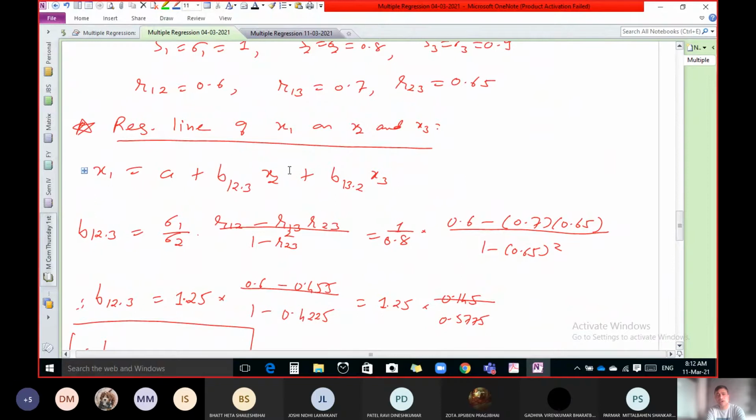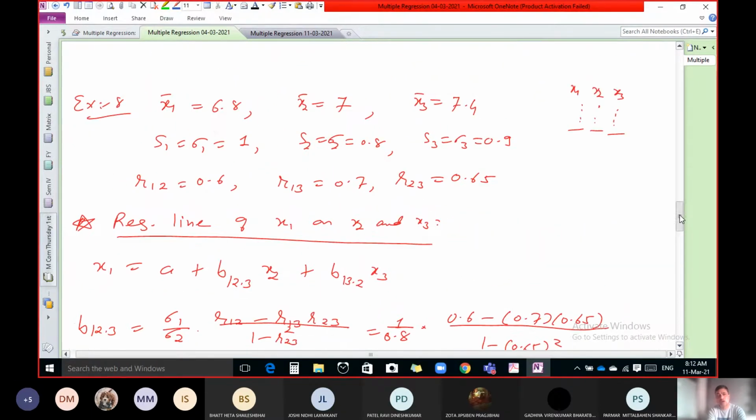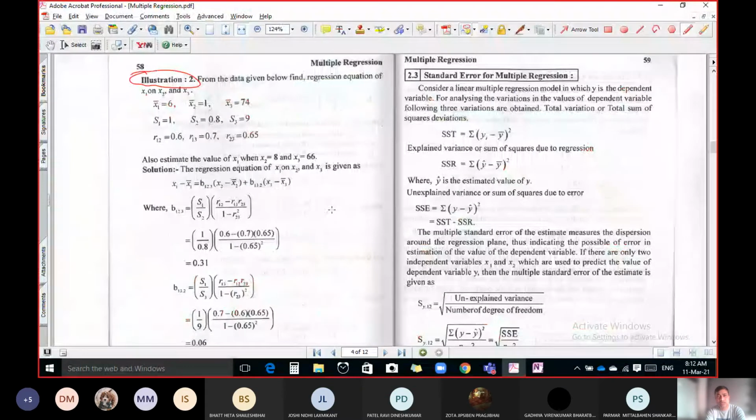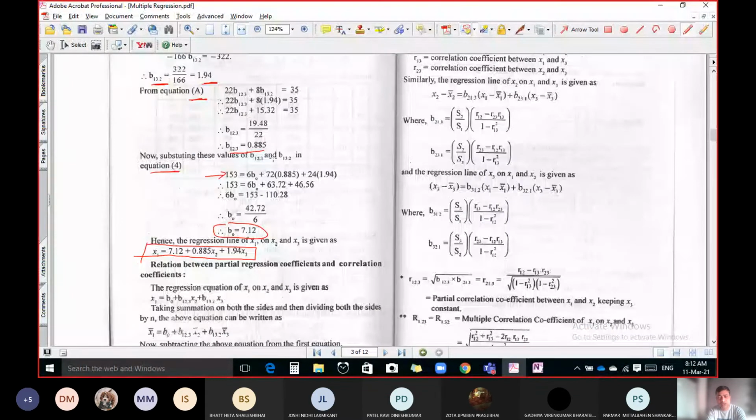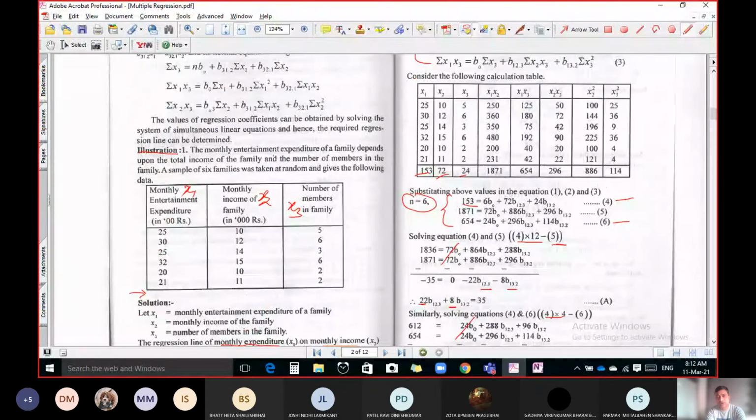If we have values of x1, x2 and x3 instead of this type of information, then we have to use this method that we already discussed today. In this method, you have to form the equations and solve the equations when we have the values of x1, x2 and x3.